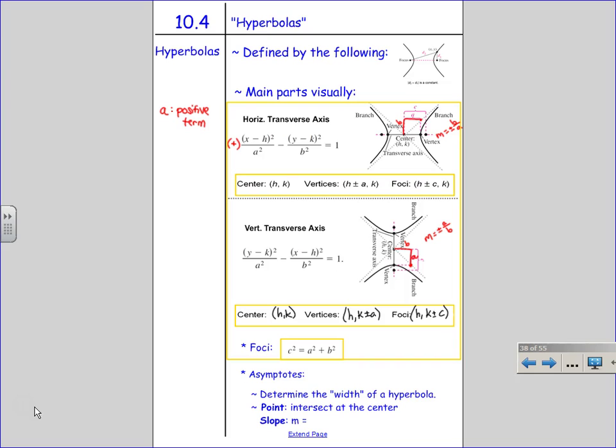Yeah, good. So instead of ellipses where you have curves coming into each other, instead of parabolas that are just one curve, you have two curves going away from each other, either horizontally or vertically. True? Okay. Horizontally, what do you guys notice comes first in the standard form equation? X minus. Cool.